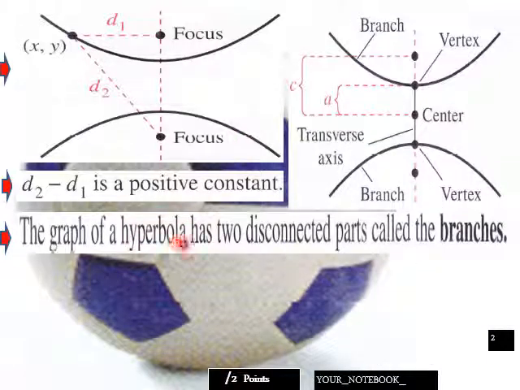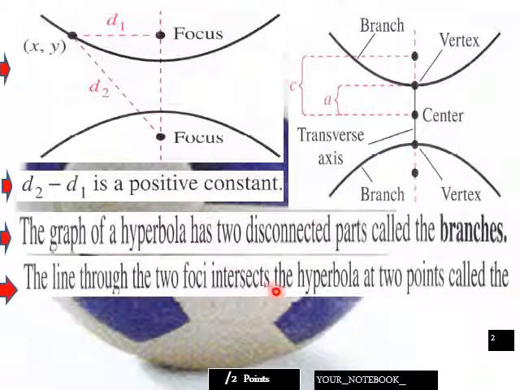The graph of a hyperbola has two disconnected parts called the branches. So we have a branch here, and then a branch over here. Here's a branch here, and then here's your second branch. These are called the branches of your hyperbola. Here's your a distance, and then here is your c distance.